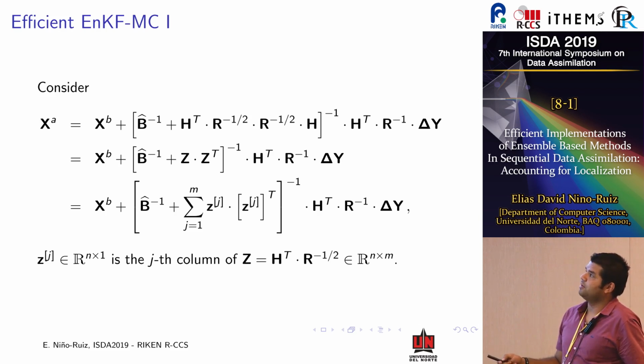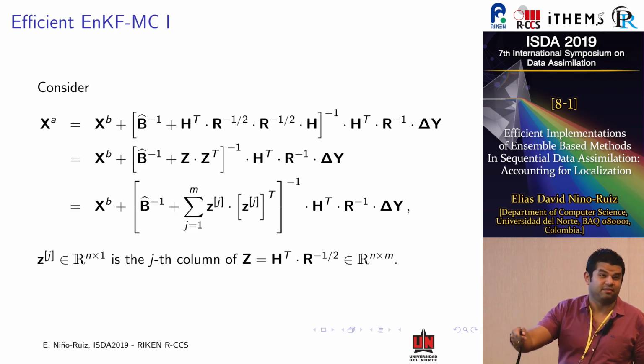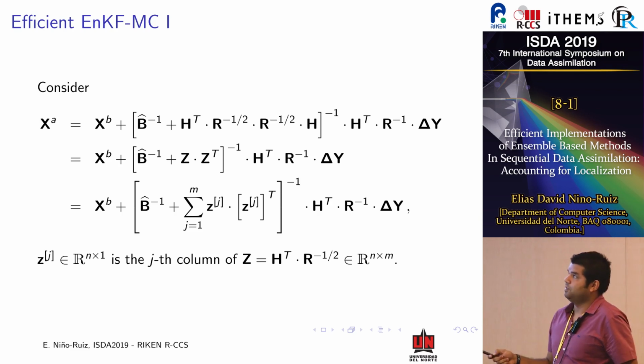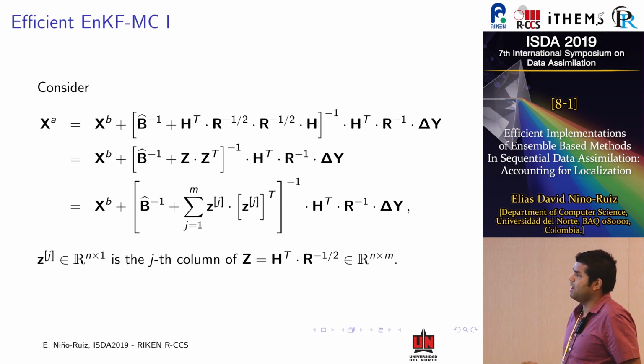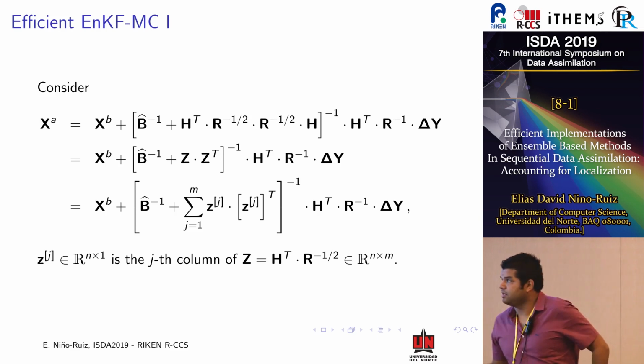For instance, if we consider that the posterior ensemble is given by the prior, this matrix times H transpose, R inverse, and delta Y, which is the innovation, the synthetic observations. So basically, we decompose this R in two square roots here. We let Z equal H transpose R to the minus 1/2. And then we can write this expression as a sum of rank 1 matrices, okay?